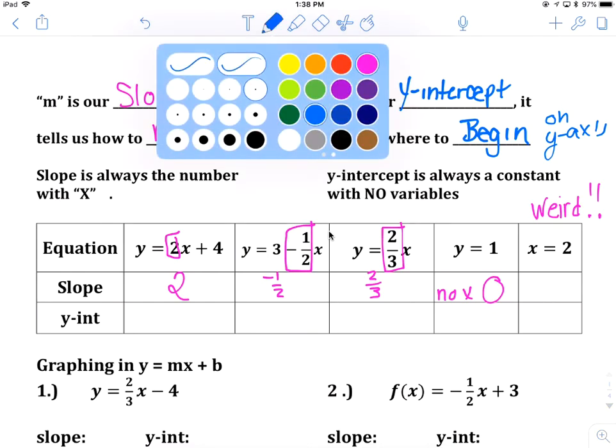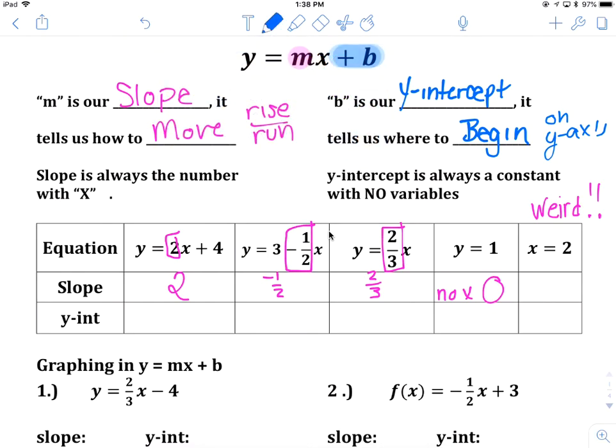Okay, so let's talk about y-intercept on the first couple. My y-intercept is the constant number. He does not have a variable with him. So on this first example, that would be 4, a positive 4. On the second example, it would be a positive 3. On the third example, we have a weirdness. There's nothing else over here. So because there's no extra number, we say that the y-intercept is 0. Okay? For that last one, y equals 1, 1 is the constant. 1 doesn't have a variable with him, so 1 is my y-intercept.